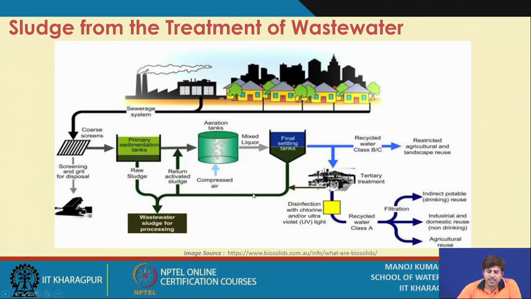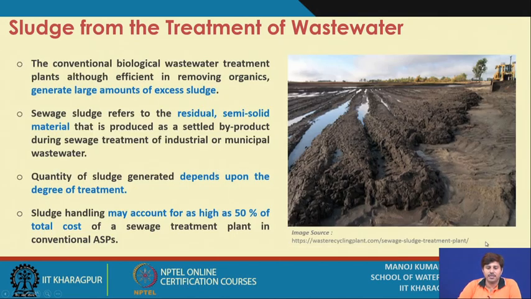So, that way we end up generating sludge from the various different units in the treatment plant. Now, what essentially is sludge? The conventional wastewater treatment plant, although quite efficient in removing the organic matter, at the same time generates a large amount of excess sludge in the form of solids.